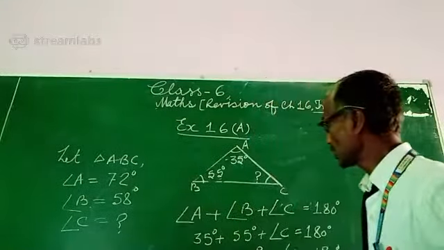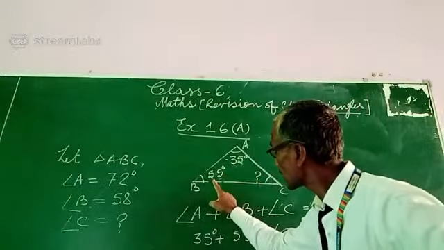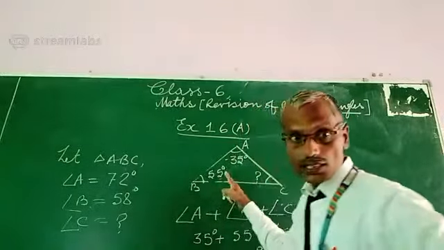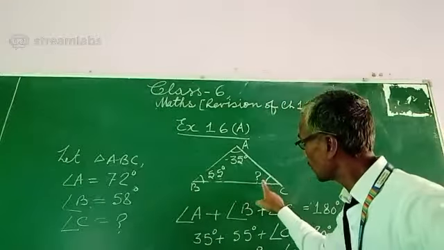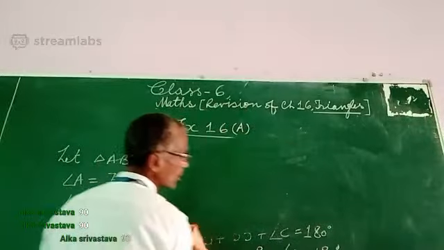Students, look here. The measure of angle A is 35 degrees and the measure of angle B is 55 degrees, then find the measure of angle C. Now can you solve another question? You are able to solve, so please solve.